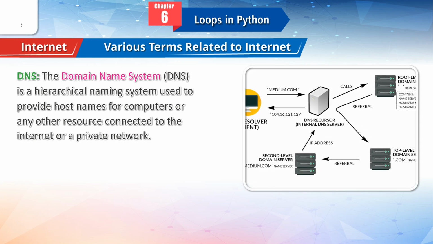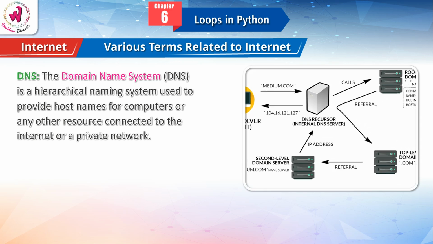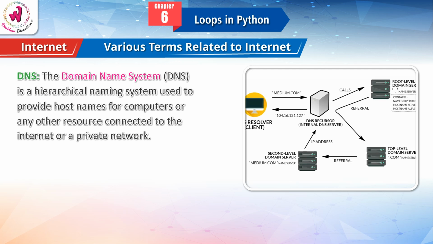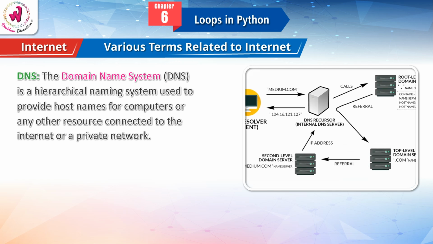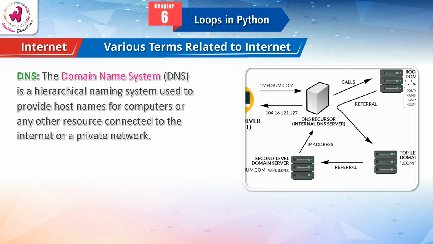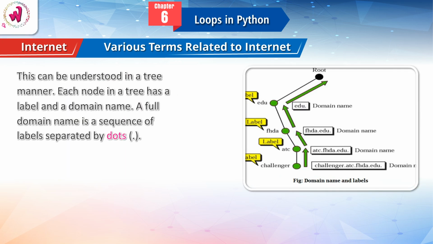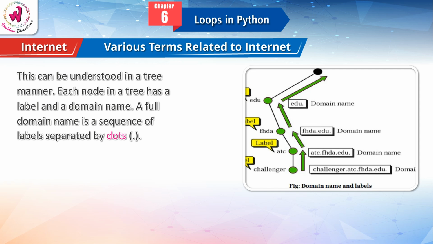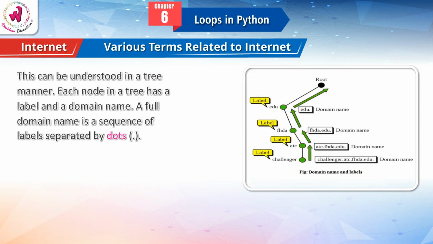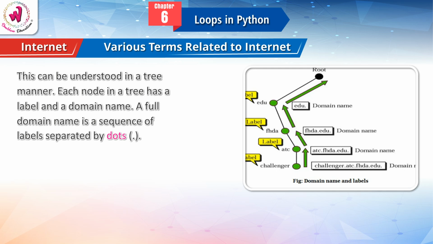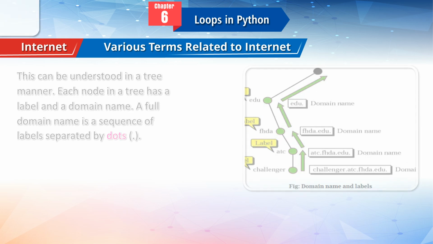DNS. The Domain Name System (DNS) is a hierarchical naming system used to provide host names for computers or any other resource connected to the Internet or a private network. It can be understood in a tree manner. Each node in a tree has a label and a domain name. A full domain name is a sequence of labels separated by dots.